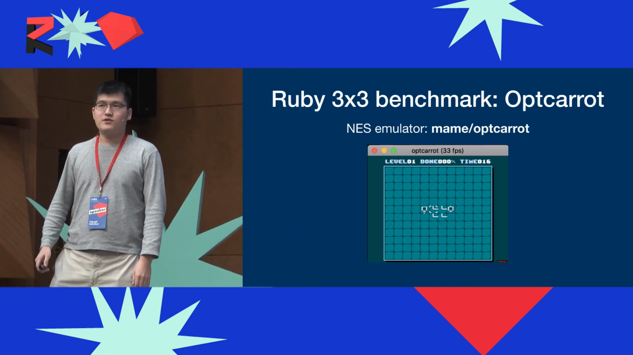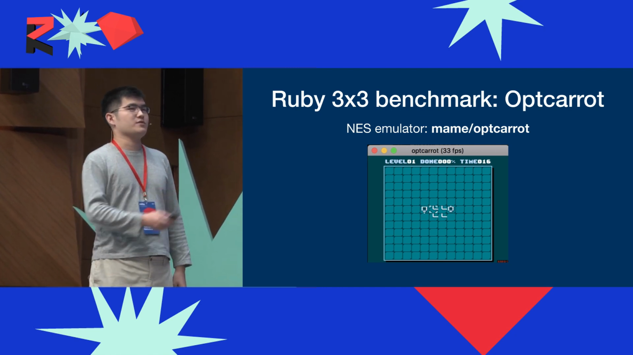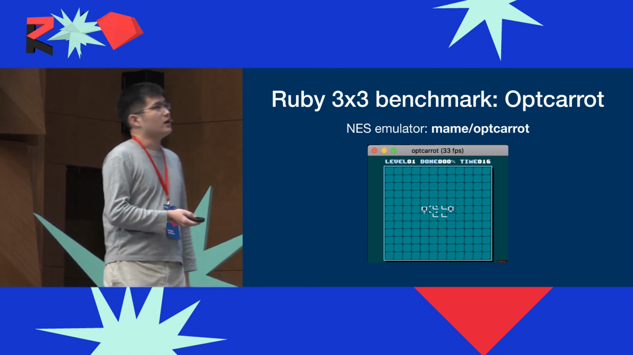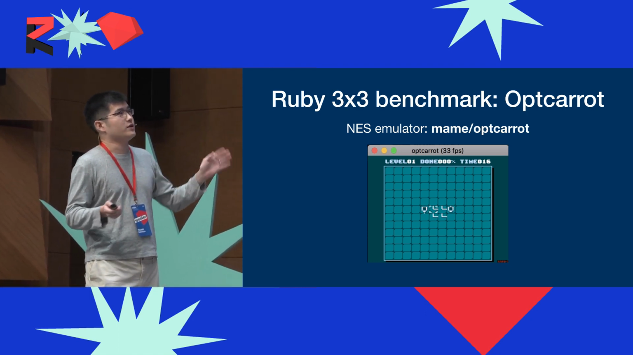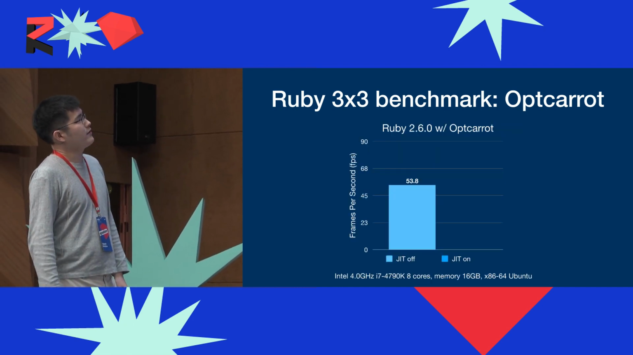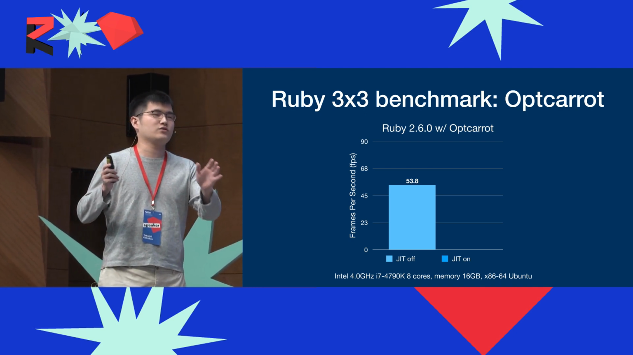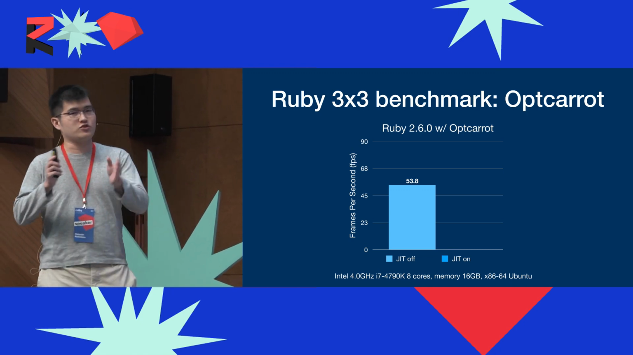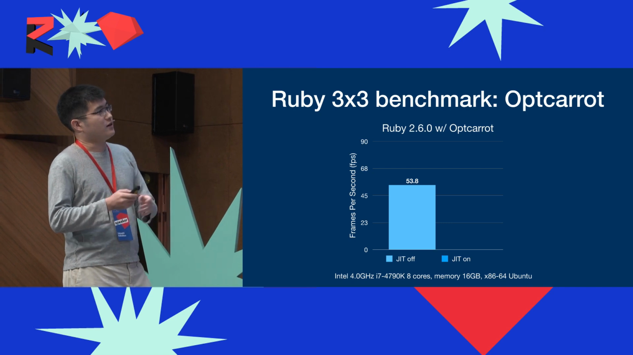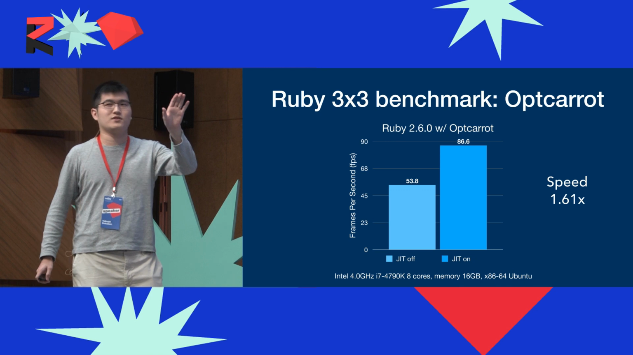It was introduced in Matz's keynote, but there's a benchmark for measuring the progress of Ruby's performance. This is an NES emulator written by Endo-san. This is the latest 2.6 performance with the virtual machine. If the graph goes higher, it's faster. And by just passing --jit, it becomes like 1.6 times faster.